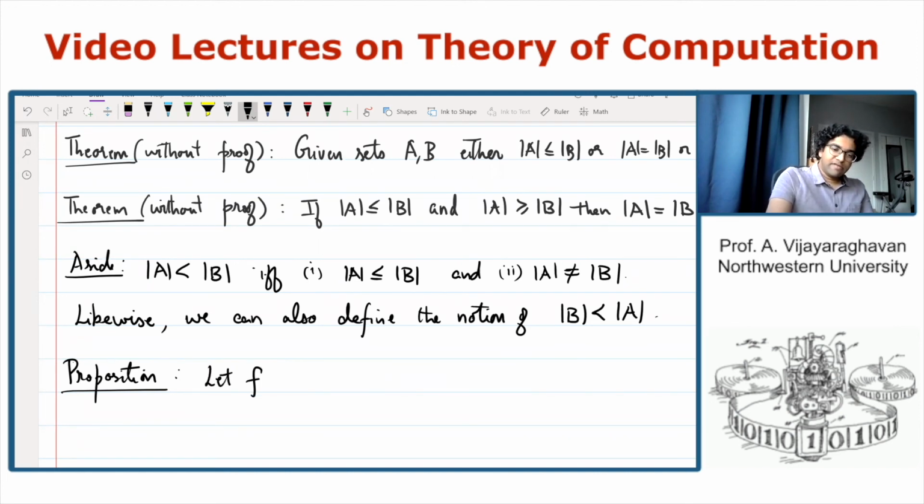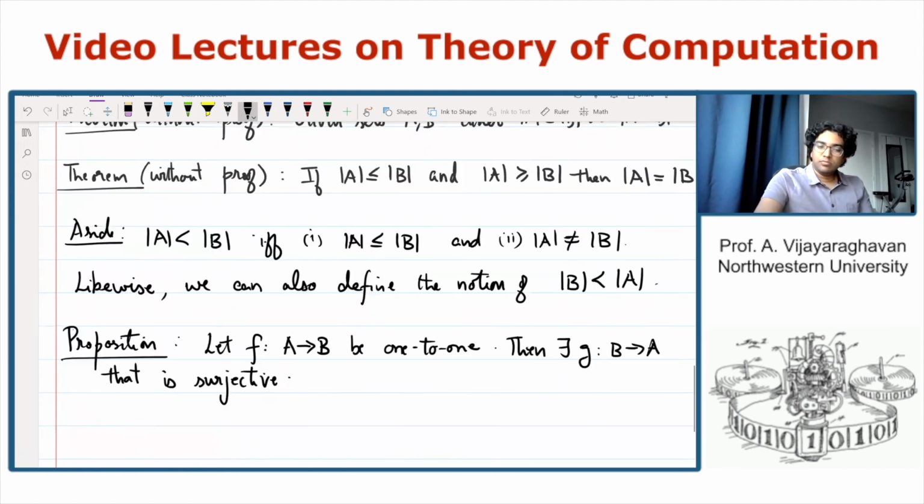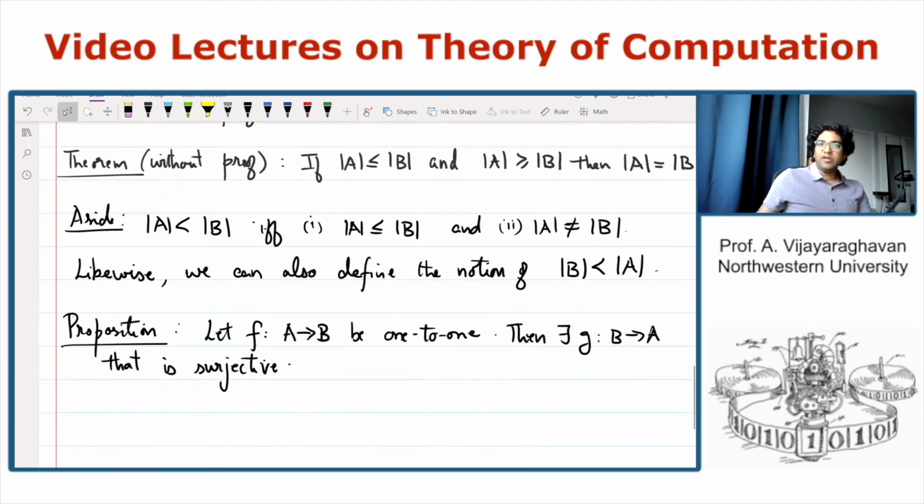So let F be a map from A to B that is one-to-one. Okay, then there exists a map from B to A that is surjective. Okay, it's a very simple proposition, and in fact, I'm going to leave this proof as an exercise.